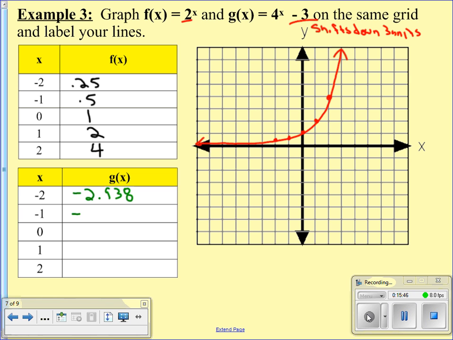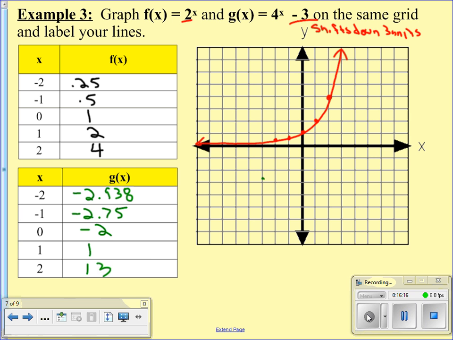At negative 1, negative 2.75. At 0, it's negative 2. At 1, it's 1. And at 2, it's 13. So I can graph these. Negative 2, I'm at just about negative 3, which makes sense because I have that asymptote of negative 3, because my graph has been shifted down 3.